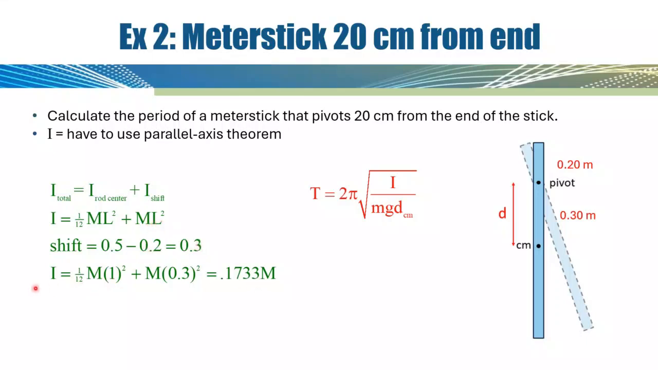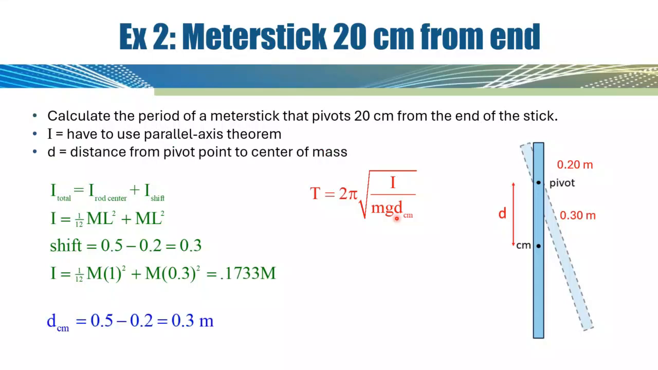So plugging in the values, I have 1/12 m L squared, and that's the length of a meter stick, 1 meter. And I have 0.3 squared for my shift, but I don't know what m is, so I just kept that as a variable. So I have a rotational inertia value of 0.1733 m. And now thinking about distance, d is going to be the distance from the pivot point to the center of mass, which is pretty easy to see in this picture. That's going to be 0.3.